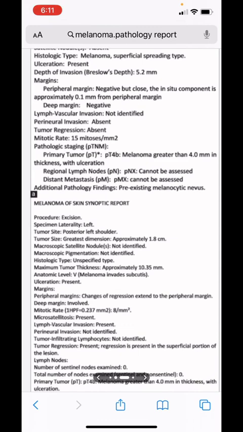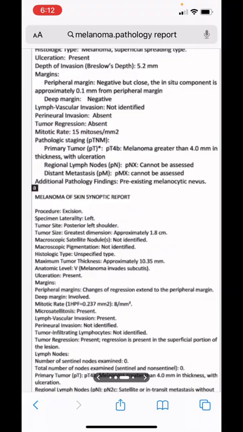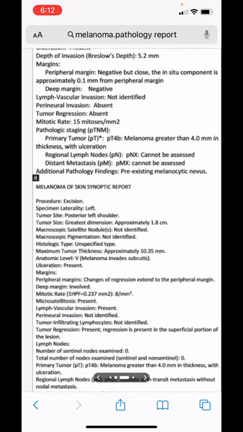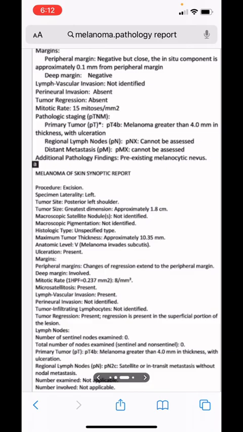Then they're describing the melanoma. It's a superficial spreading type melanoma. The ulceration is present. Important. You have to look at the ulceration because it is factored into the staging system. You look at the Breslow depth, 5.2 millimeters. And then here they're talking about the peripheral margin. Of course, it's a shave biopsy, so that's not the treatment for melanoma.